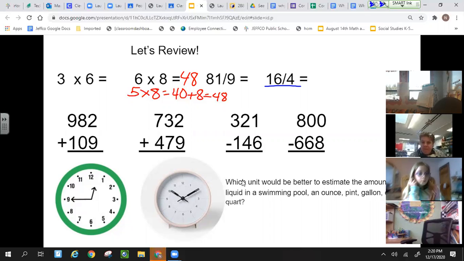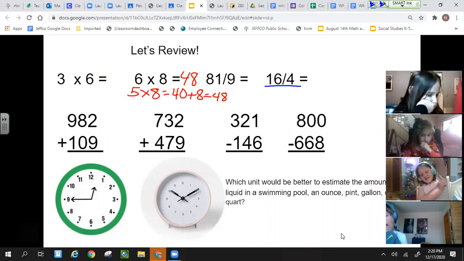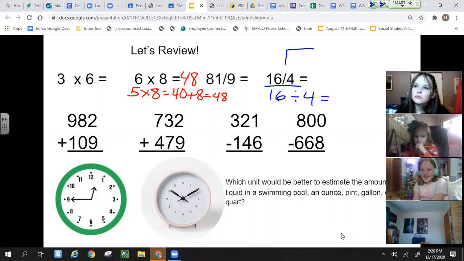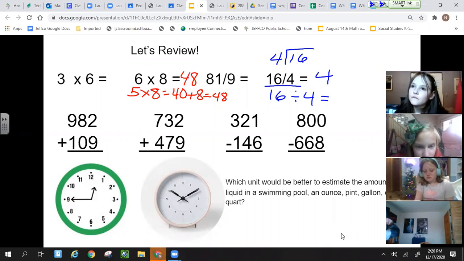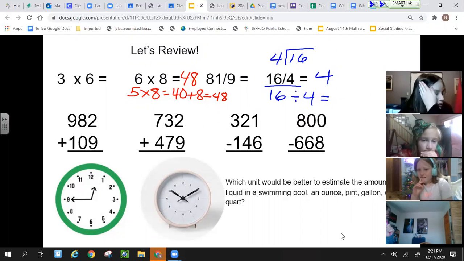Sawyer, are you able to tell us how we would do that problem? How many 4s are in 16? How can I figure this out? 4. Excellent. How do you know, bud? Because you can count by 4s. Can you do that for me out loud? 4, 8, 12, 16. Excellent. I'm proud of you.